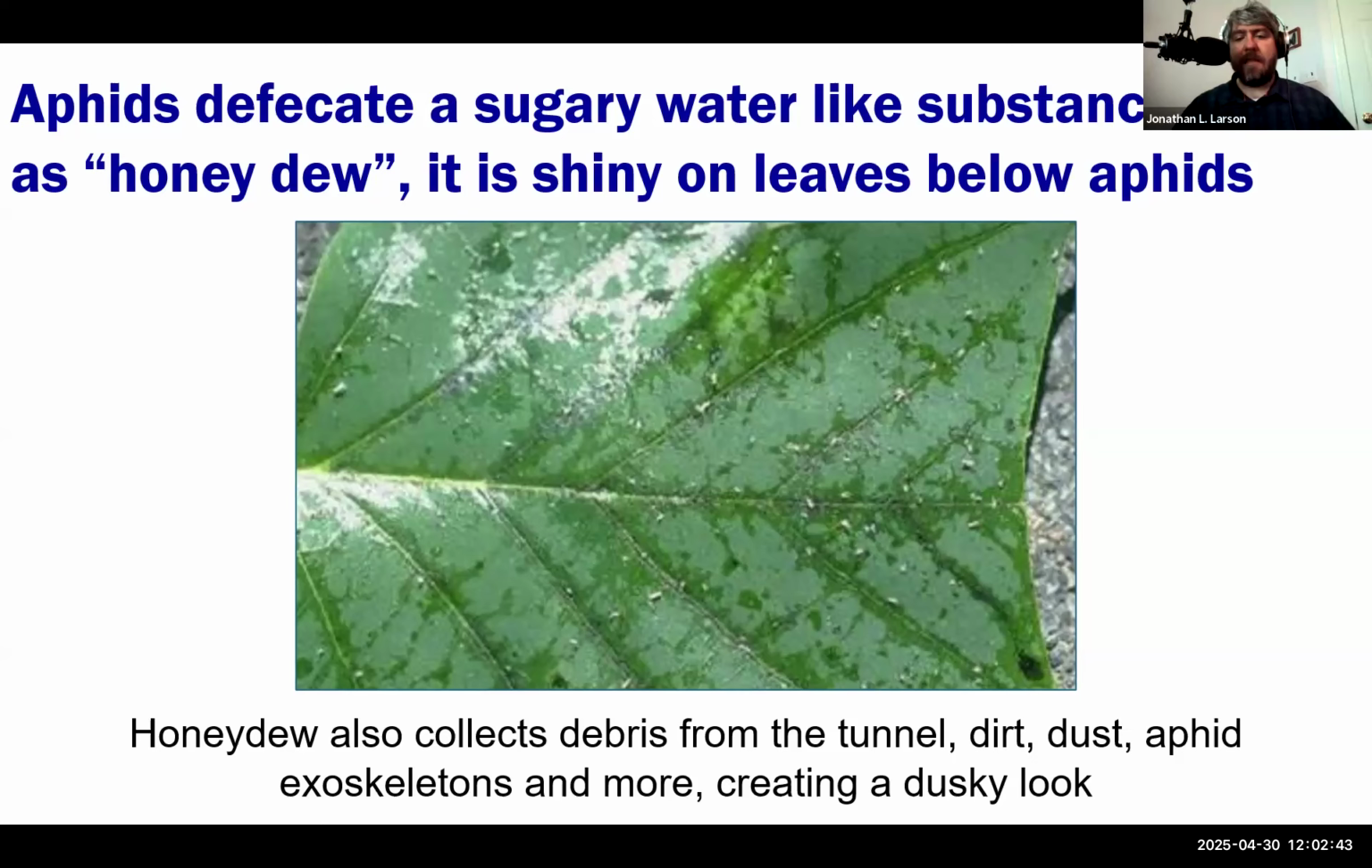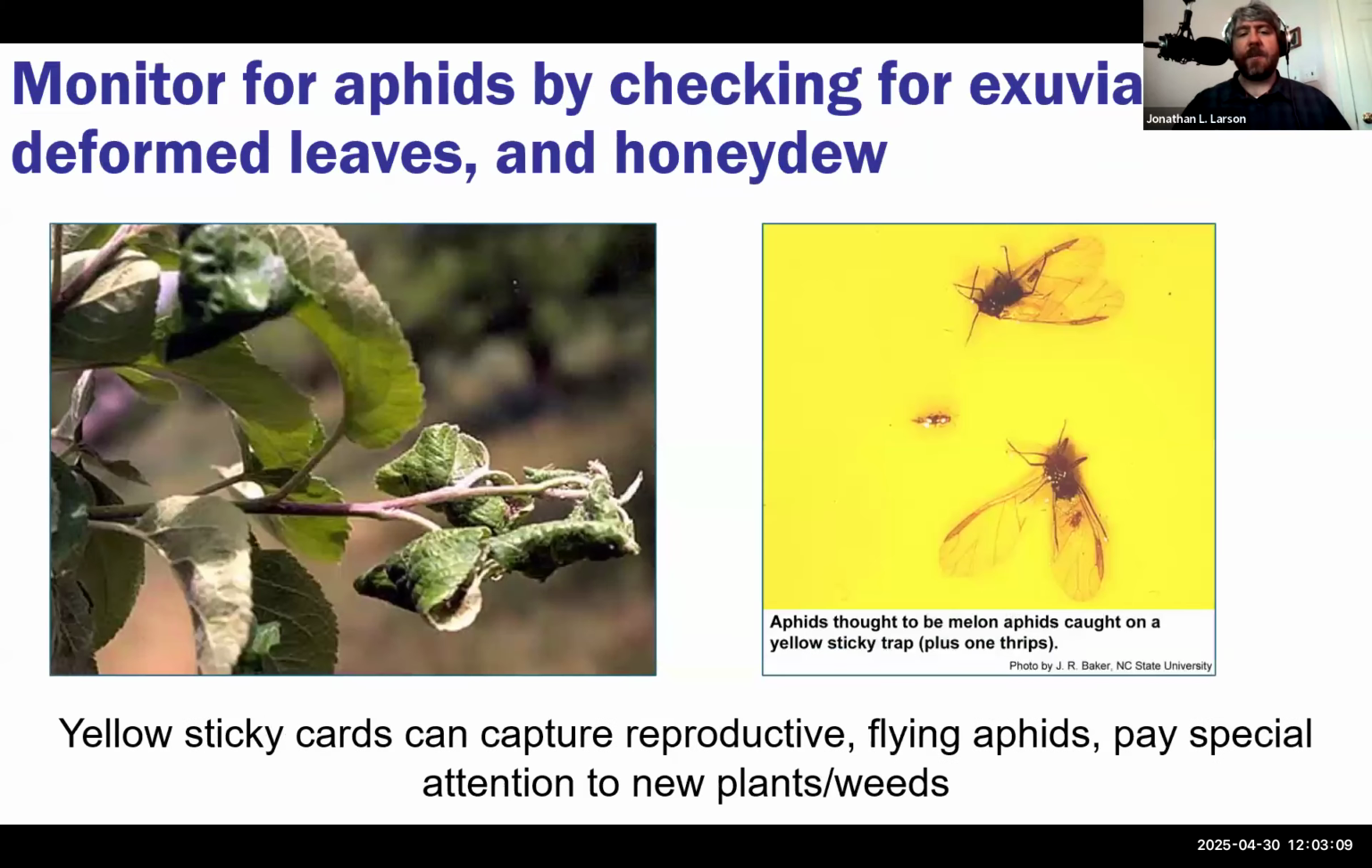But more importantly are the aphid exoskeletons. We have lots of aphids, and they're all growing and developing. As they do that, they shed their old exoskeleton. It may flutter down below and land in the honeydew, or there's just so many of them that we get kind of these piles of exoskeletons. They get stuck in the honeydew. It can give a plant a kind of dusky, dusty, gross look. And that is something that you can use to kind of know, okay, I need to go look at that plant and see what's going on.